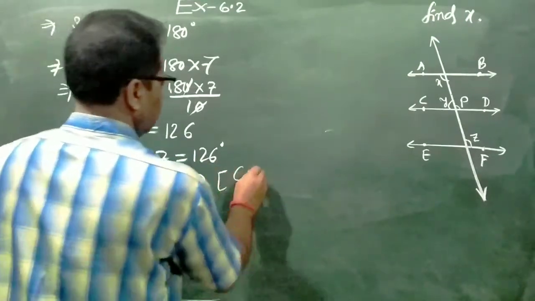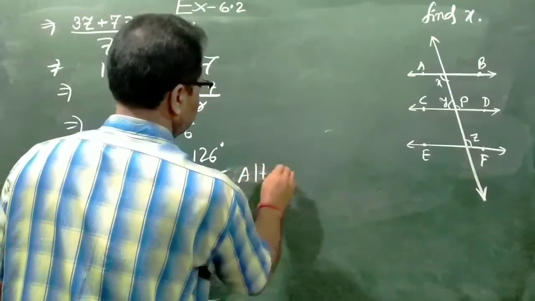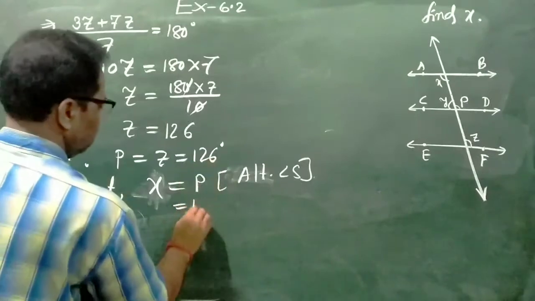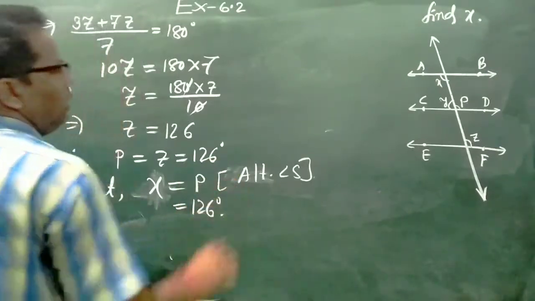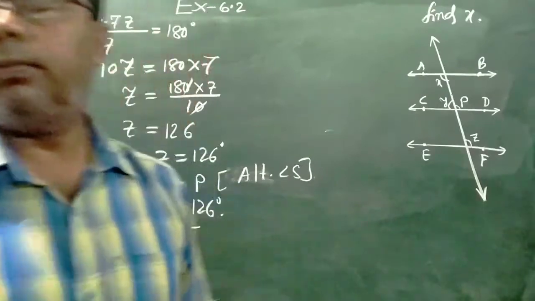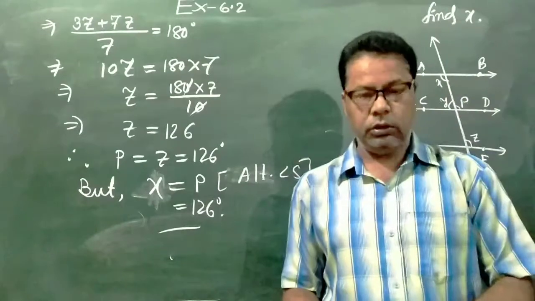These two angles are called alternate angles. So the value of P we have already got, that is 126. So it was to find in this question the value of X, which we have already obtained. So let's move to the next question, question number 3.